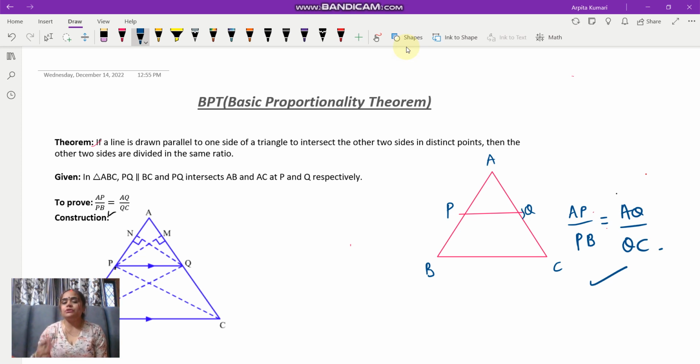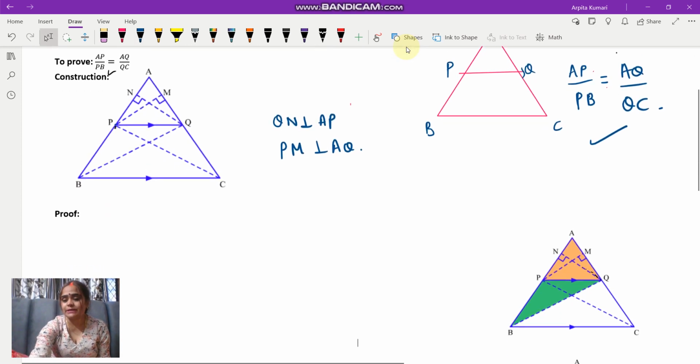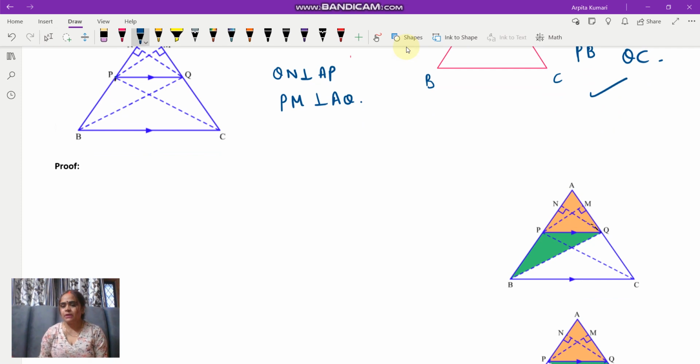Before moving forward, we need to make some construction. First of all, we will join P and C and Q and B, and we have to make two perpendiculars, that is QN perpendicular to AP and PM perpendicular to AQ. Let's take two triangles, the red and the green triangle, as you can see in the figure: APQ and PBQ.